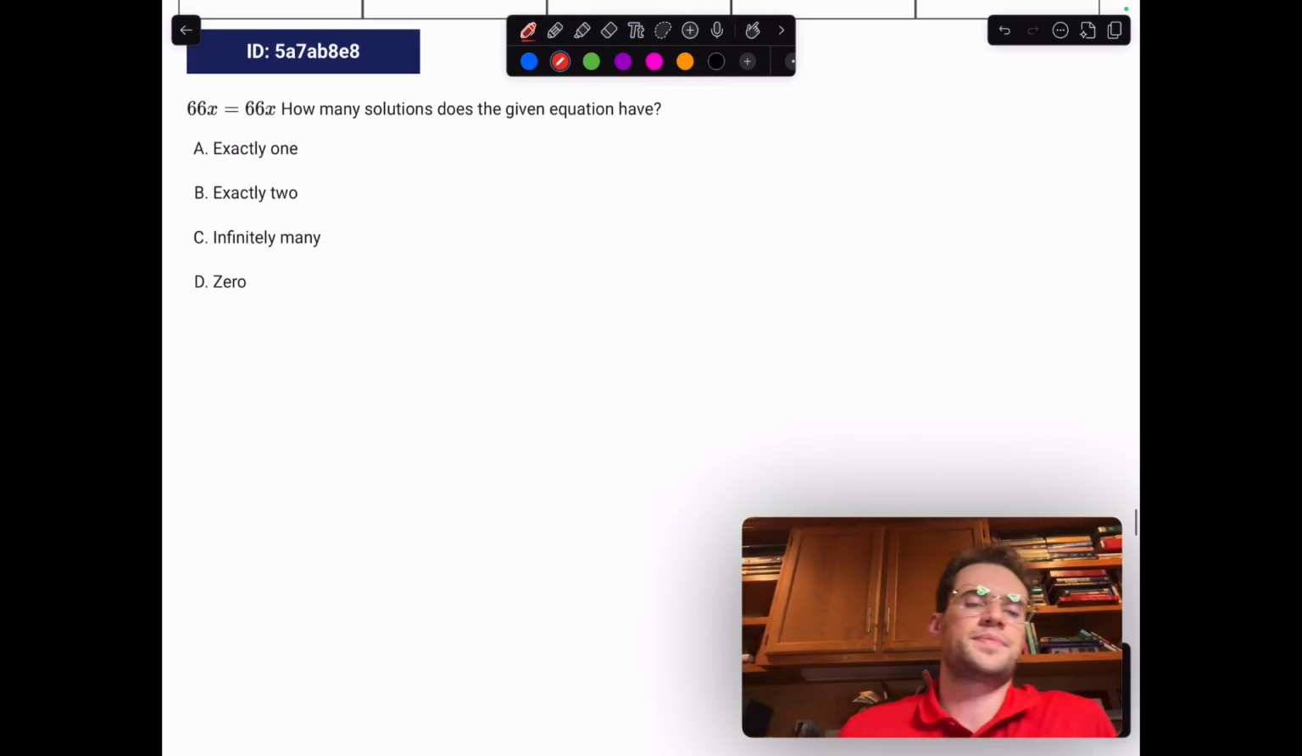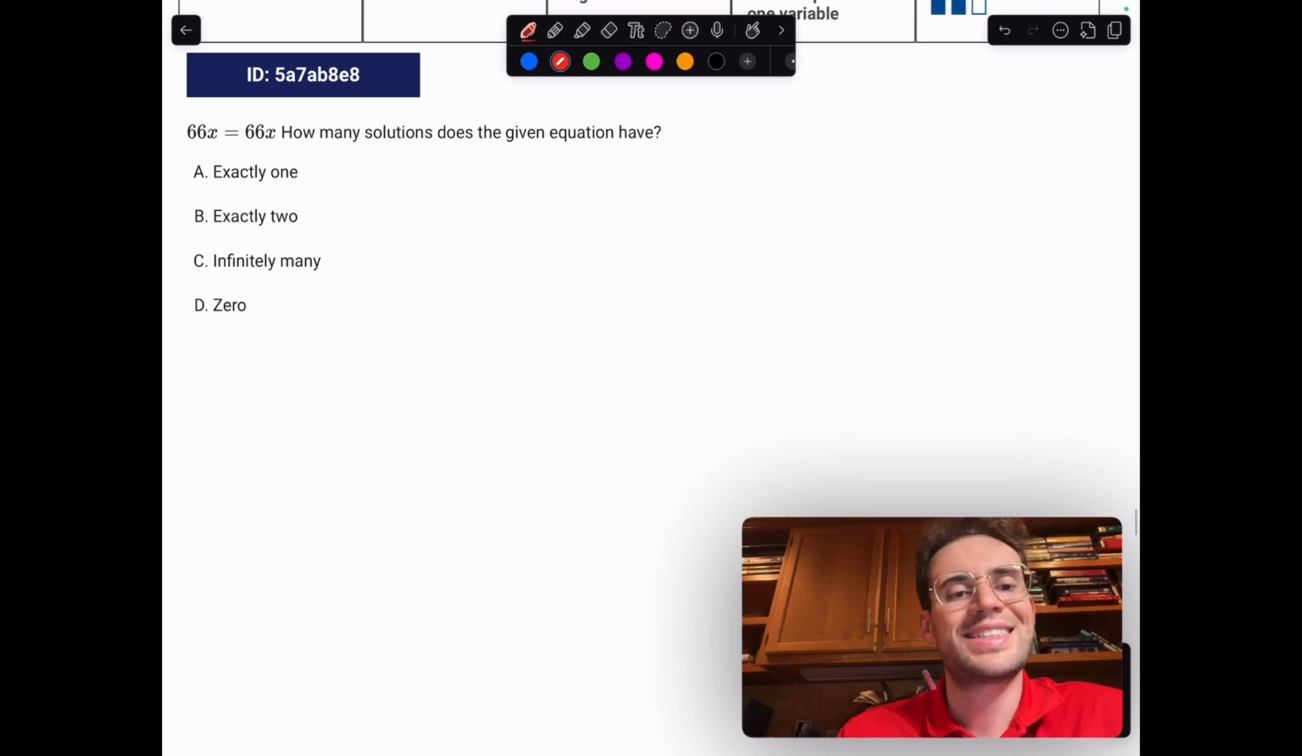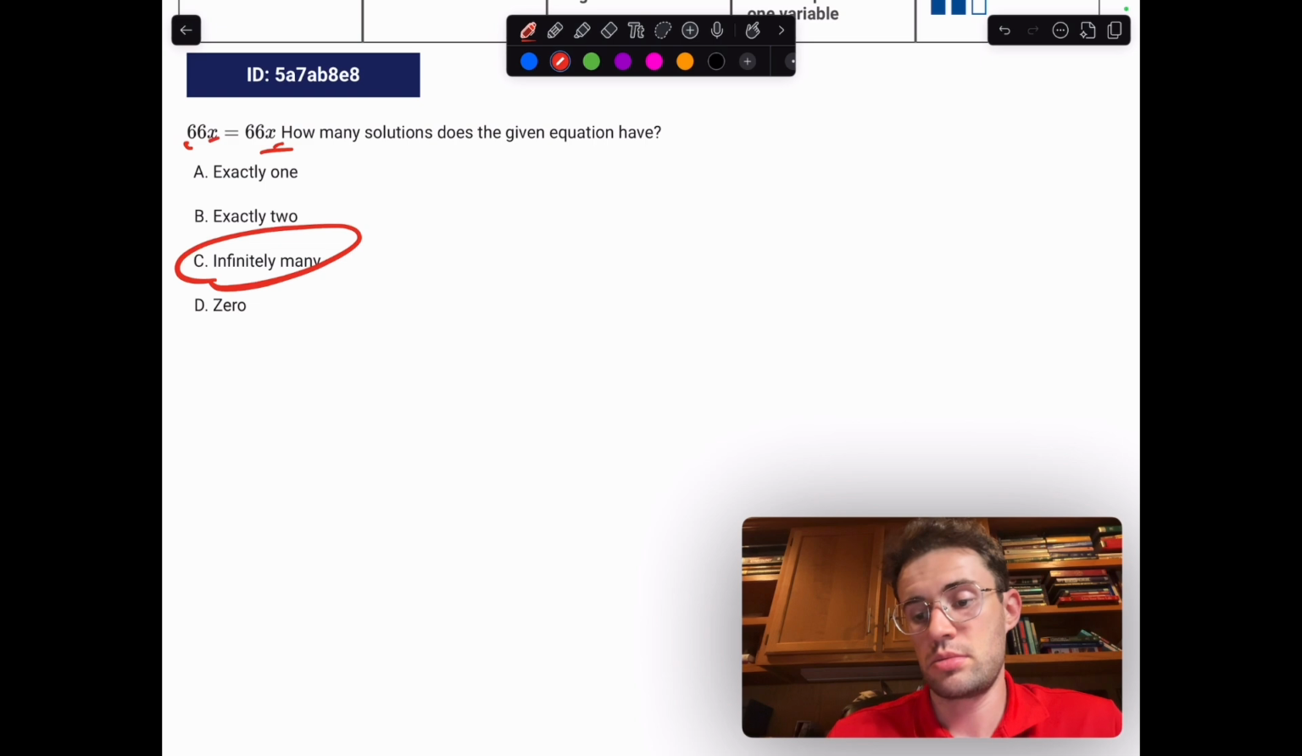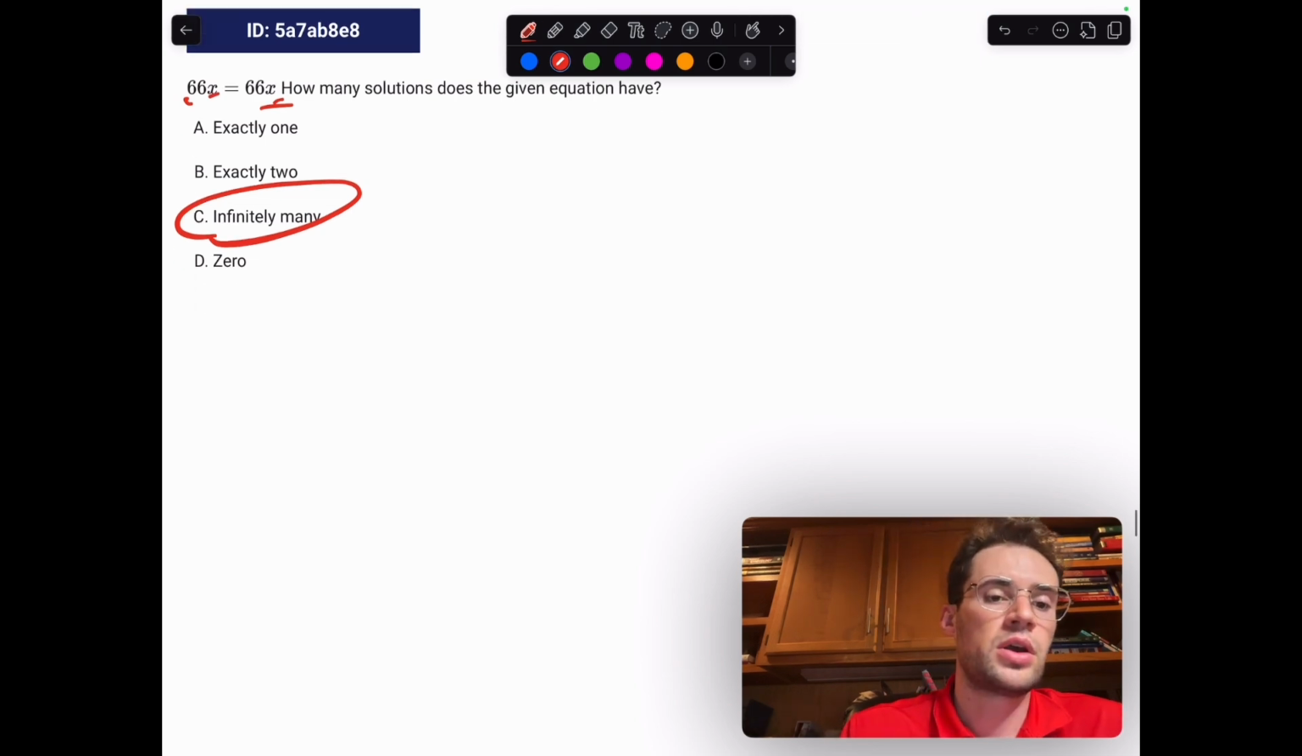All right. 66x equals 66x. How many solutions does the given equation have? It has infinitely many, right? No matter what x is, x could be 0, x could be 1, x could be -5, x could be 1,000,000, right? It's going to be the same on both sides. 66 times the same number is equal to itself. Okay? So infinitely many.